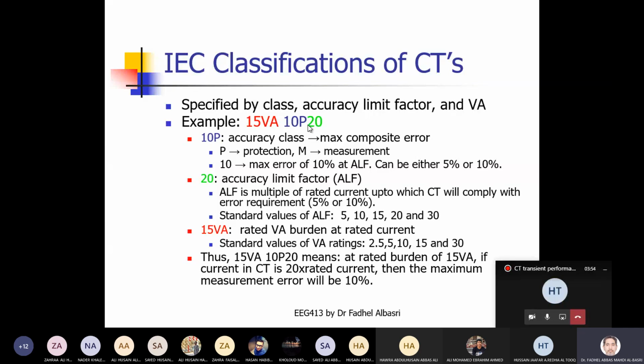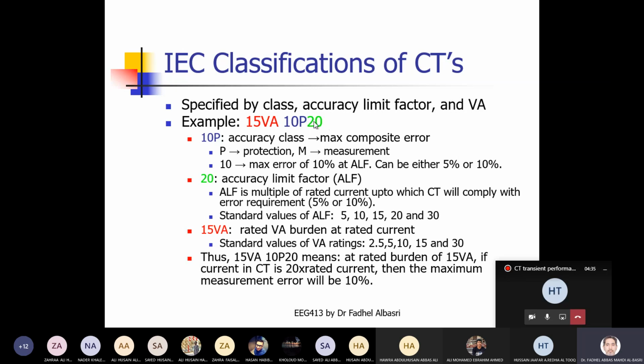Now the number before the letter P, which is 10 in this case, is the accuracy class, which is the maximum composite error. The maximum error here is 10%. According to IEC, this error could be 10 or 5, so we have two options, while in IEEE only 10% is defined. In IEC, they define either 5P or 10P, meaning 10% error or 5% error.